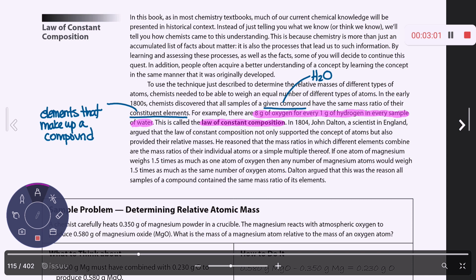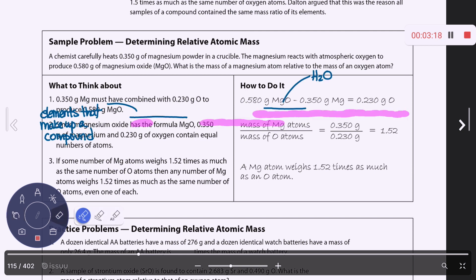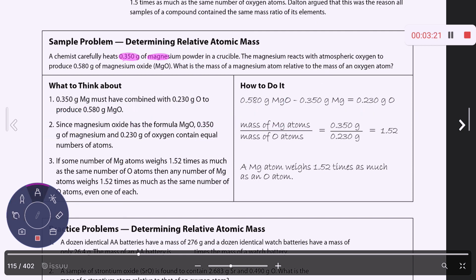John Dalton said that this law supports the concept that atoms exist, but it also provides their relative masses. Okay, so let's take a look at a sample problem. Here it says a chemist heats 0.35 grams of magnesium powder in a crucible. The magnesium reacts with the oxygen gas in the air and produces a compound called magnesium oxide, of which we have 0.58 grams.